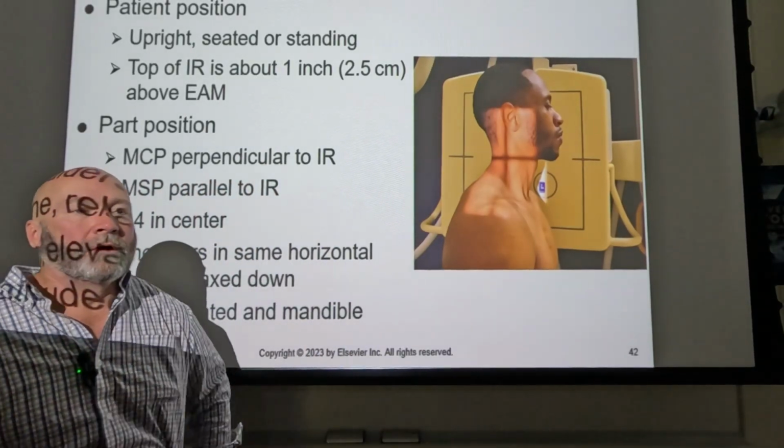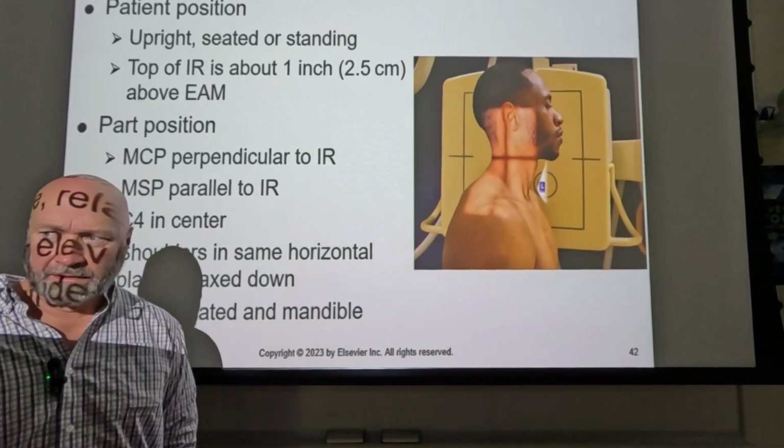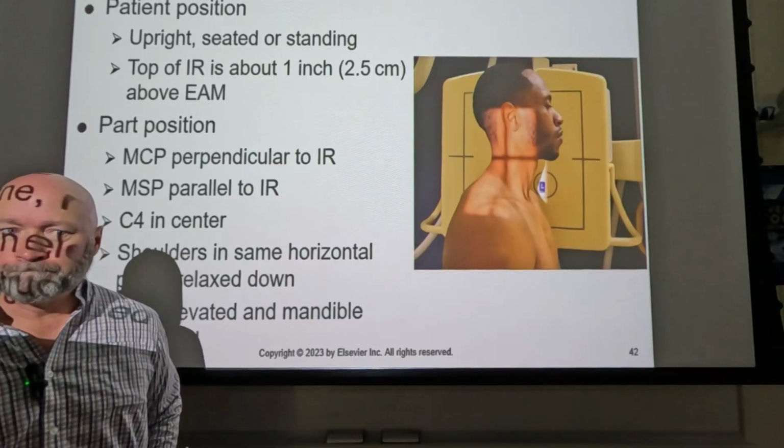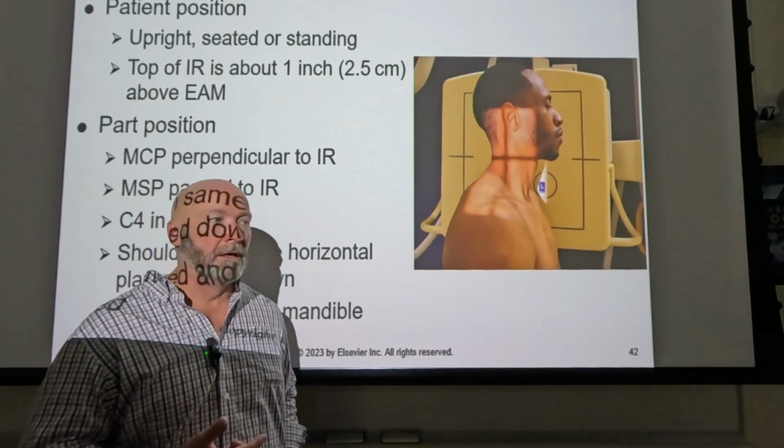So we have an increase in OID. How do we overcome an increase in OID and the magnification and loss of sharpness of recorded detail because of the increase in OID? Increase SID. So we're going to shoot this at 72 inches if at all possible.